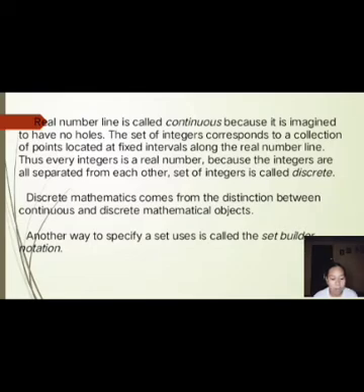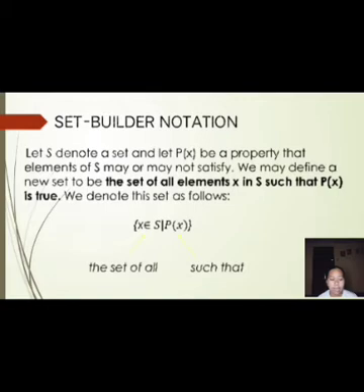Another way to specify a set is called the set builder notation. Let S denote a set and let P of x be a property that elements of S may or may not satisfy. We may define a new set to be the set of all elements x in S such that P of x is true. We denote this set as follows.